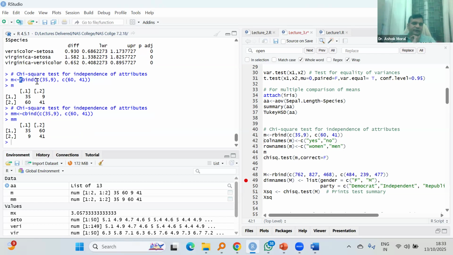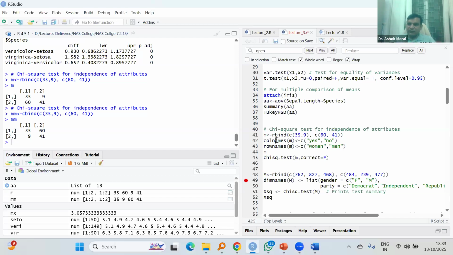So in that case 35 and 59 makes the first row, and then 60 and 41 makes the second row. Here it is the reverse. Is it clear?